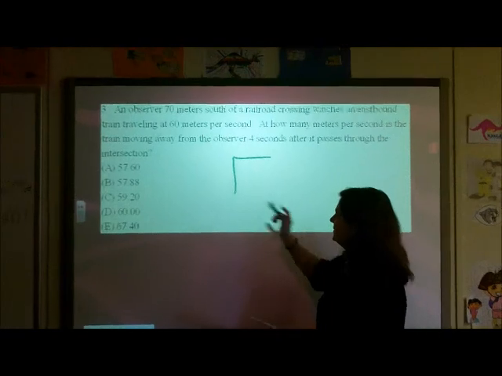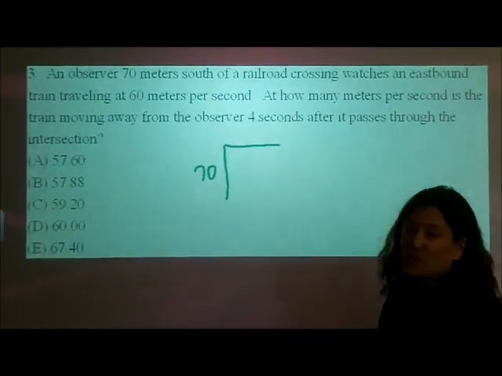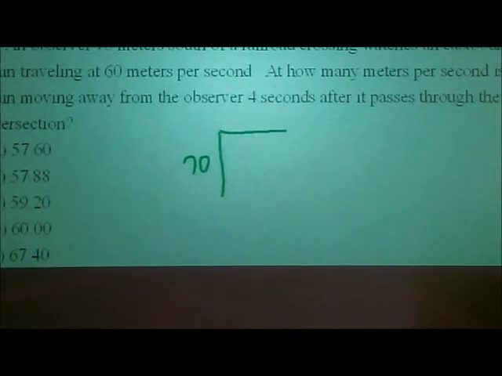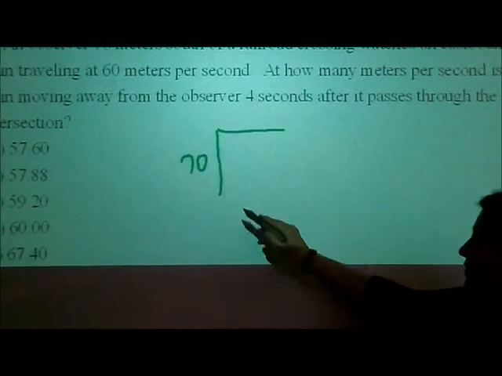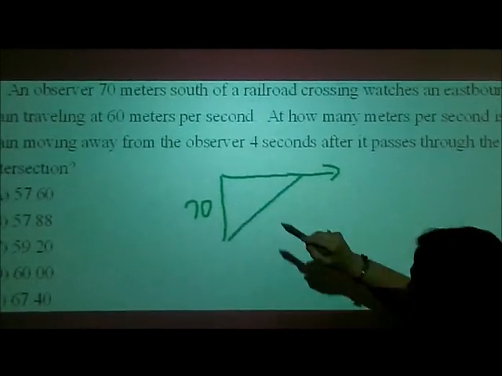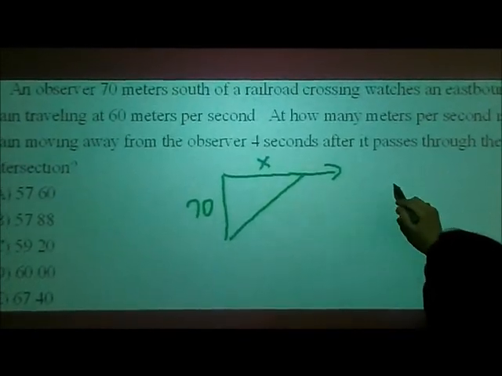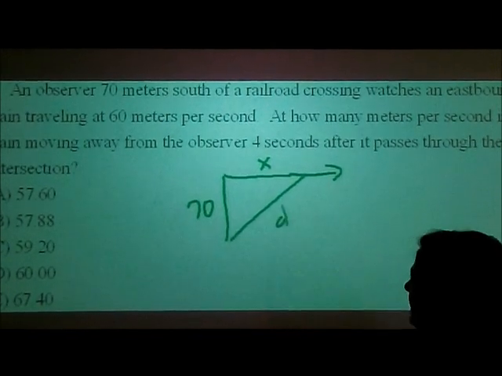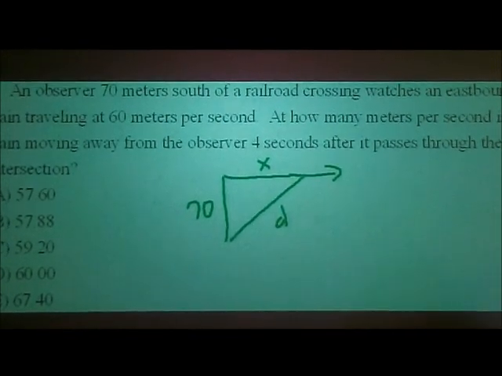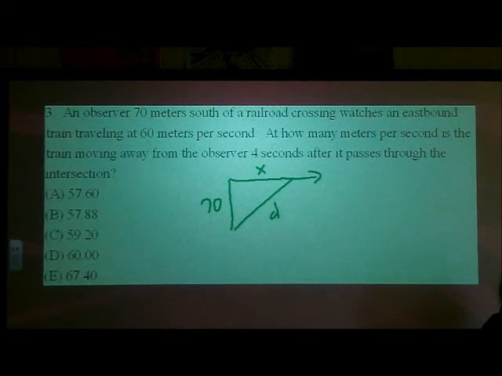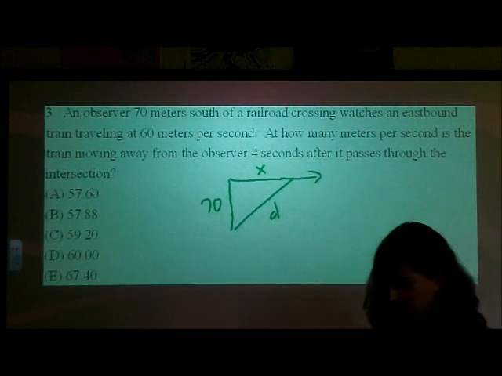Okay, so here's this. Here, this is 70. Now, this is important to note, our observer is not moving. Observer not moving. The train's going this way, right here, so we'll label that X. And Y is not moving. And let's just stay with D, that's the distance between the two of them. Did everybody kind of have that drawn a little bit? Yes. Okay.